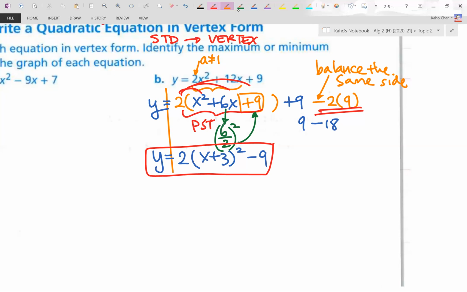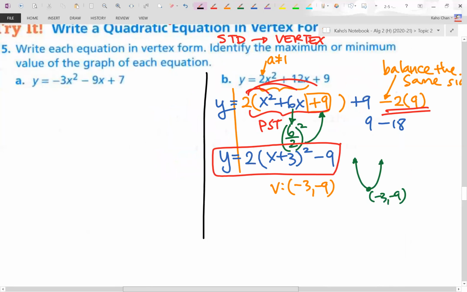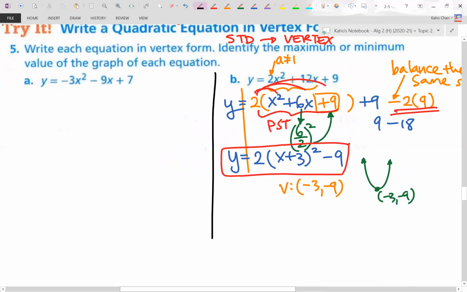Some characteristics. Vertex looks like it's at -3, -9. That's your HK. And your A value is positive, which means that it opens up. Just a bunch of little things. Okay? Opens up, blah, blah, blah. All right. That was actually the easier one out of the two.